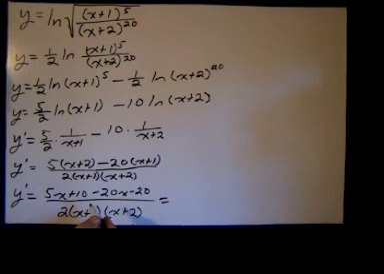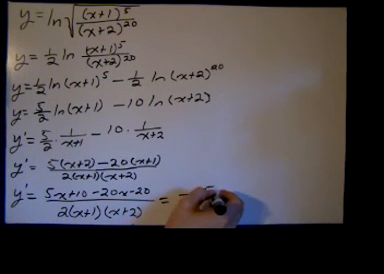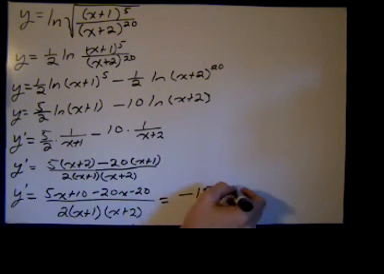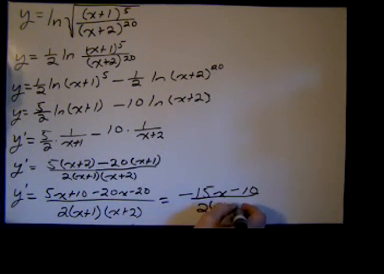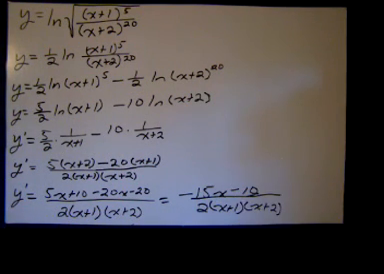No, there's no 2 in there, so I'm going to leave it like this. Negative 15x is 5x minus 20x, minus 10 over 2 times x plus 1 times x plus 2, and that is about as simplified as I want to get it. I guess I could pull out a 5 in the numerator, or negative 5, but I don't really care. That's enough for me.